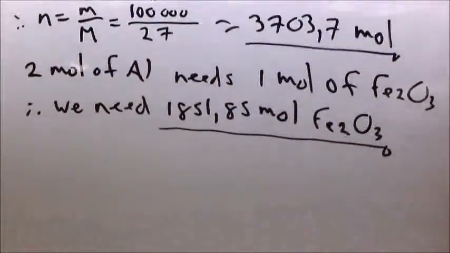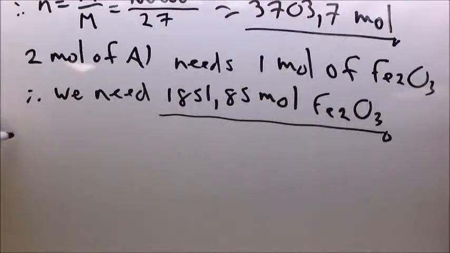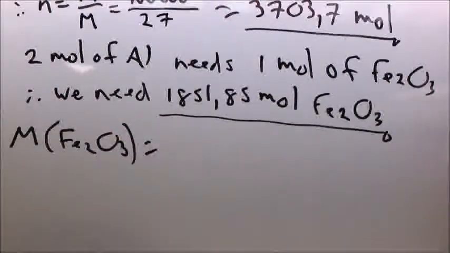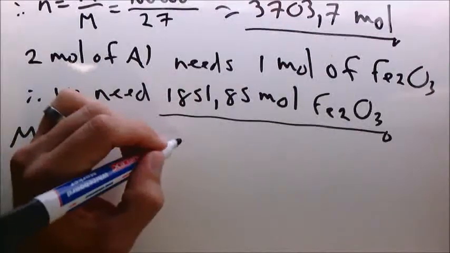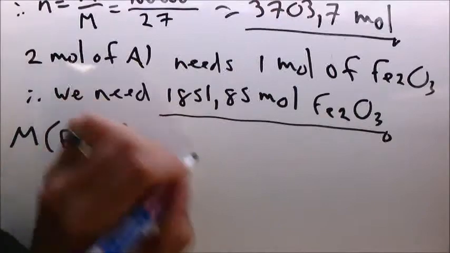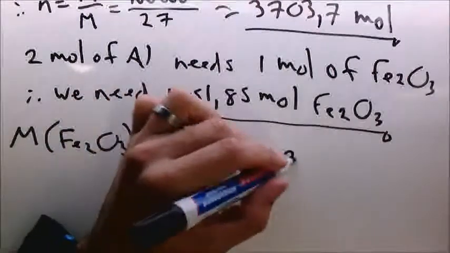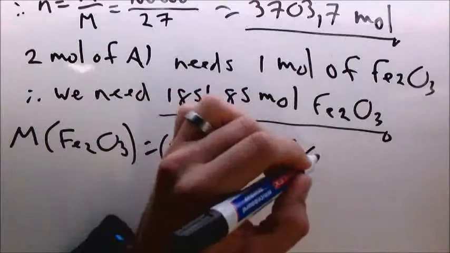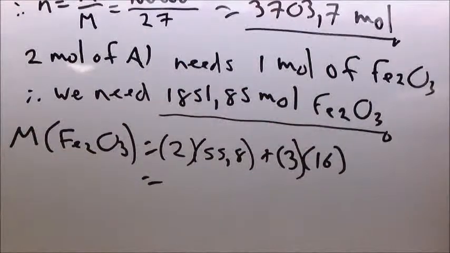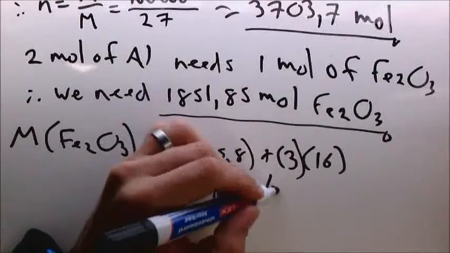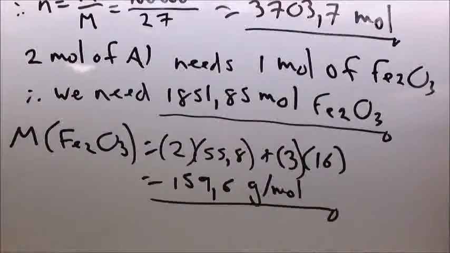Okay, so the molar mass for iron oxide. According to the periodic table, iron's molecular mass is 55.8, right? So we've got 2 of them, so it's 2 times 55.8 plus 3 times an oxygen, which is 16, right? And we calculate that. And then we get 159.6 grams per mole.